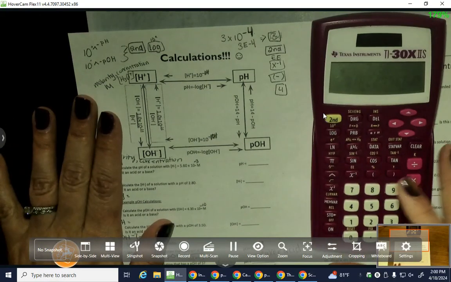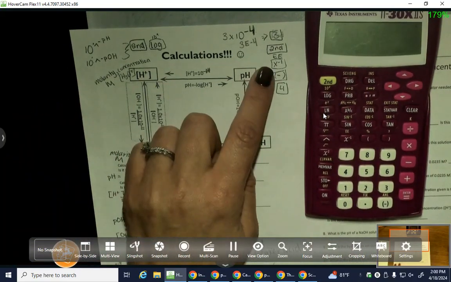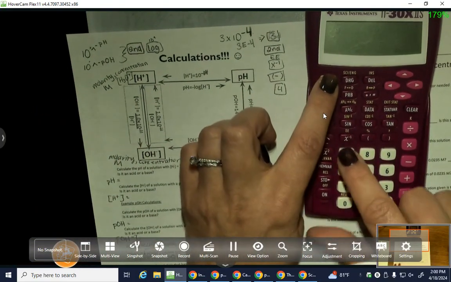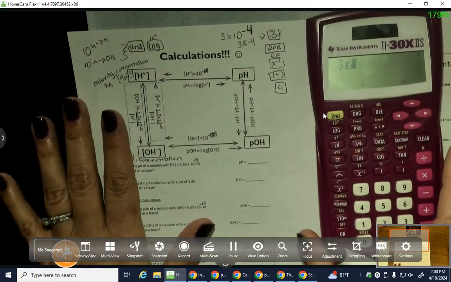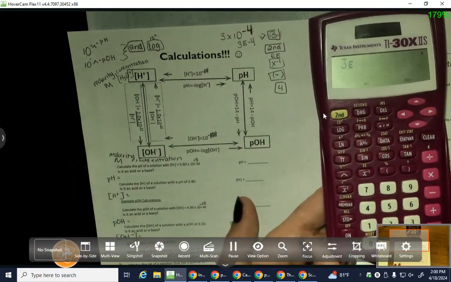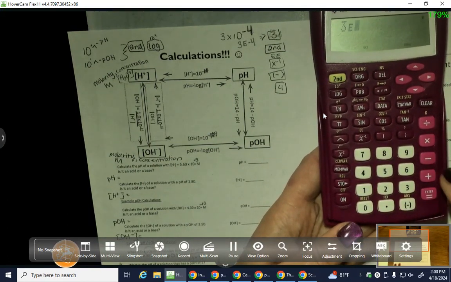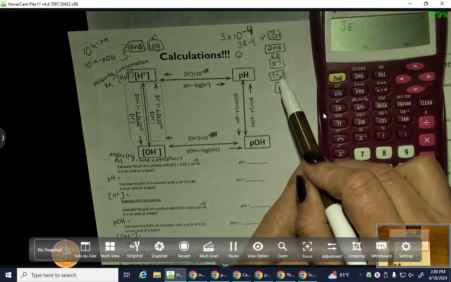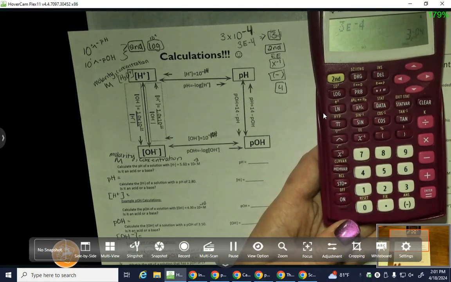So we would have 3, and then I would go ahead and push the second. So mine's up here, second, x to the negative 1. So then an E shows up on your screen, right? And then I'm going to have a negative 4. So hint, not this one. This is a minus sign. This one is a negative. That's why there's parentheses around it. All right, so negative 4. And then go ahead and push enter and see what pops up.